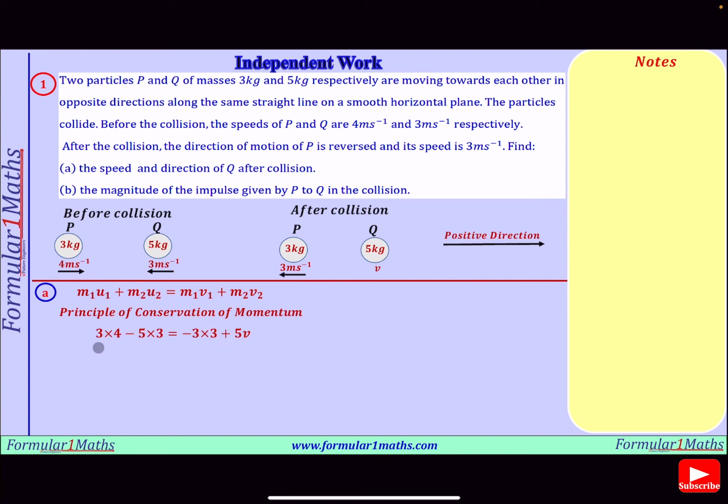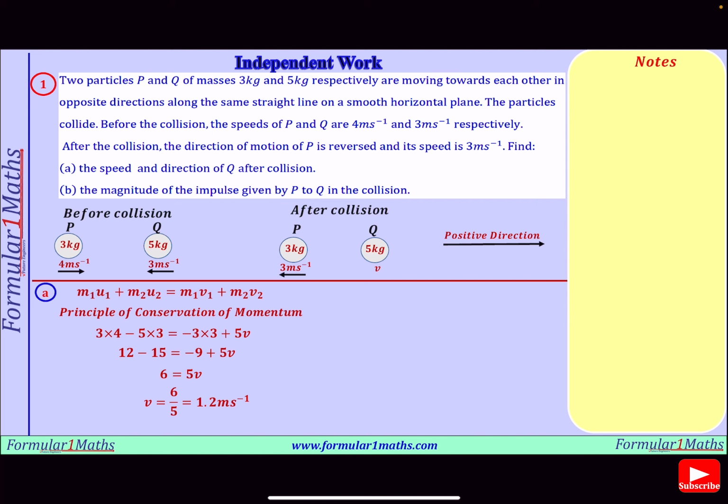So here we have 3 times 4 minus 5 times 3, because of the direction, is equal to minus 3 times 3, again because of the direction, plus 5v. Then we simplify to get this, simplify further to get 5v is equal to 6. Then we solve to get 1.2 meters per second.